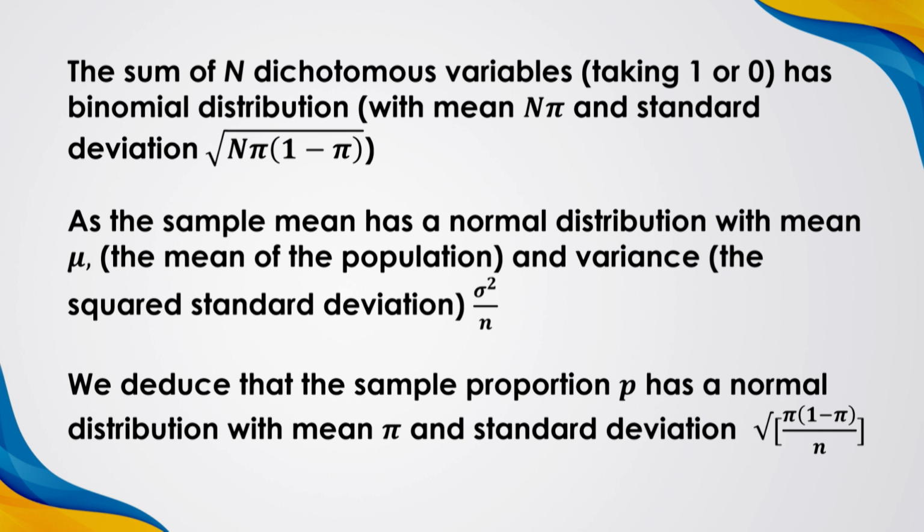We deduce that the sample proportion p has a normal distribution with mean pi and standard deviation the square root of a ratio, the numerator pi into 1 minus pi, denominator n. This is the thing you have to remember. This is the thing we want you to use in computing values.